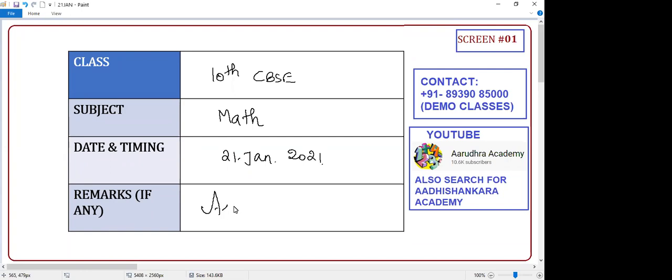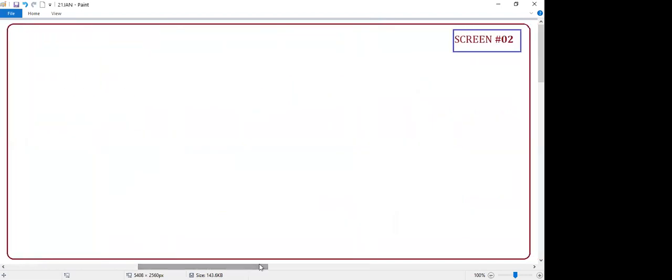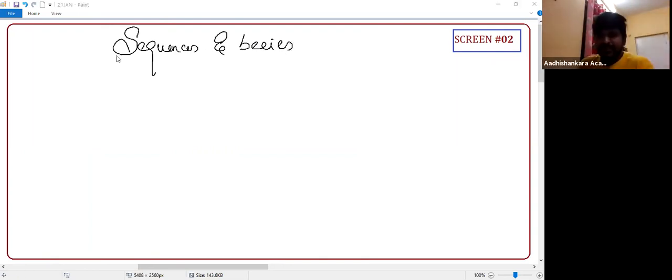Let me write it's 10th CBSE. And the chapter name is Arithmetic Progression. Basically, I told you, the chapter name originally is called Sequences and Series.